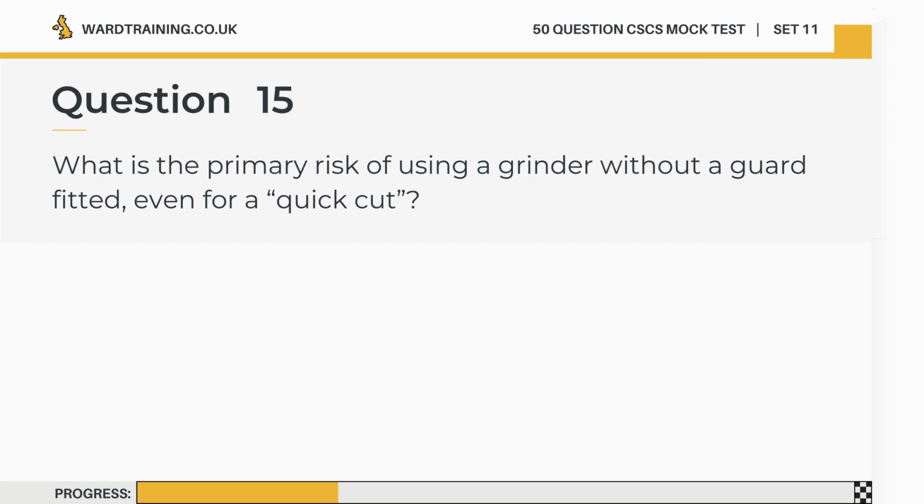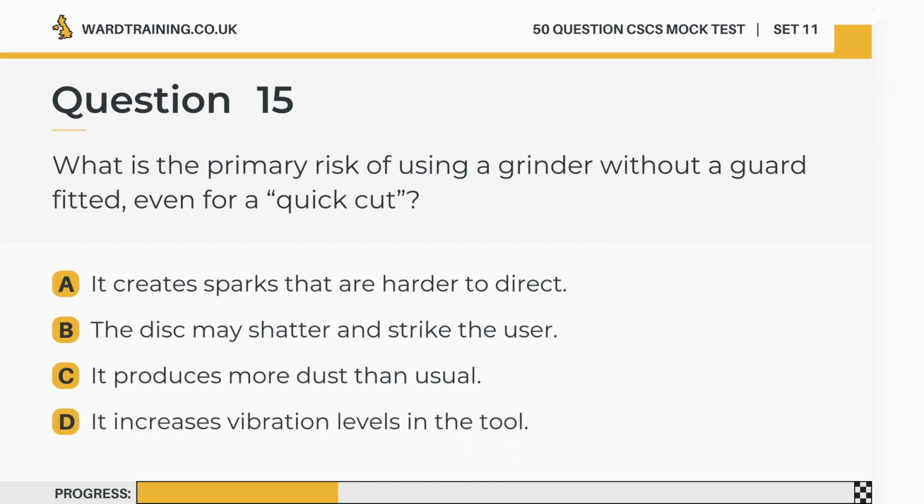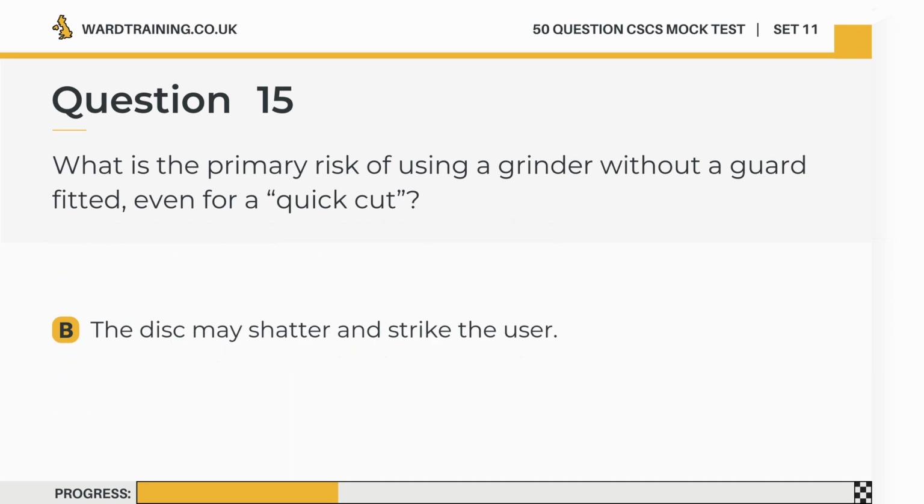Question 15. What is the primary risk of using a grinder without a guard fitted, even for a quick cut? A. It creates sparks that are harder to direct. B. The disc may shatter and strike the user. C. It produces more dust than usual. D. It increases vibration levels in the tool. The correct answer is B. The disc may shatter and strike the user.